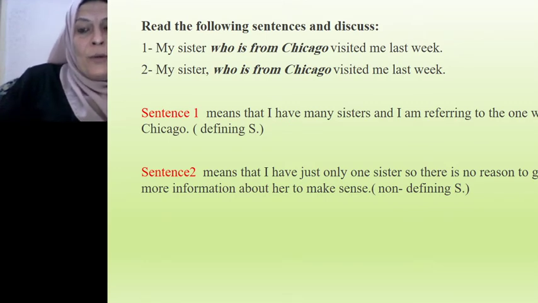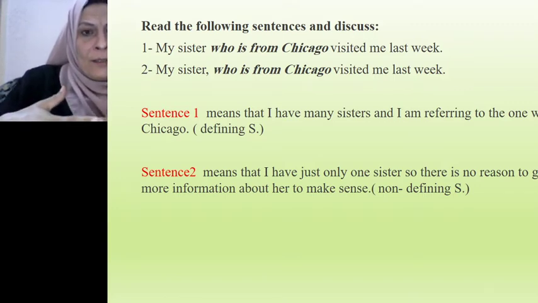But if you know that I have just one sister, and I told you my sister visited me last week, is it necessary to tell you that my sister who is from Chicago? You already know whom I am talking about. You know that I don't have any other sisters. So sentence number 1 means that I have many sisters and I am referring to the one who is in Chicago. And this is what we call a defining sentence.